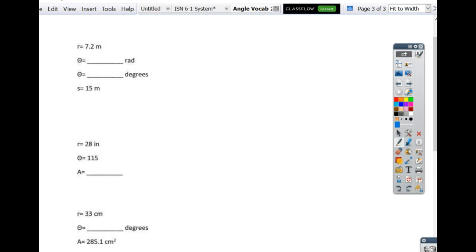Okay, so what do I have here? I have the R, the radius, and I have the S. What am I missing? I'm missing the theta, right? So if the formula is S equals R theta, and I know the first one is in radians, I have the S and I have the R, so I have 15 equals 7.2 theta. If I divide by 7.2, theta gives me 2.083.